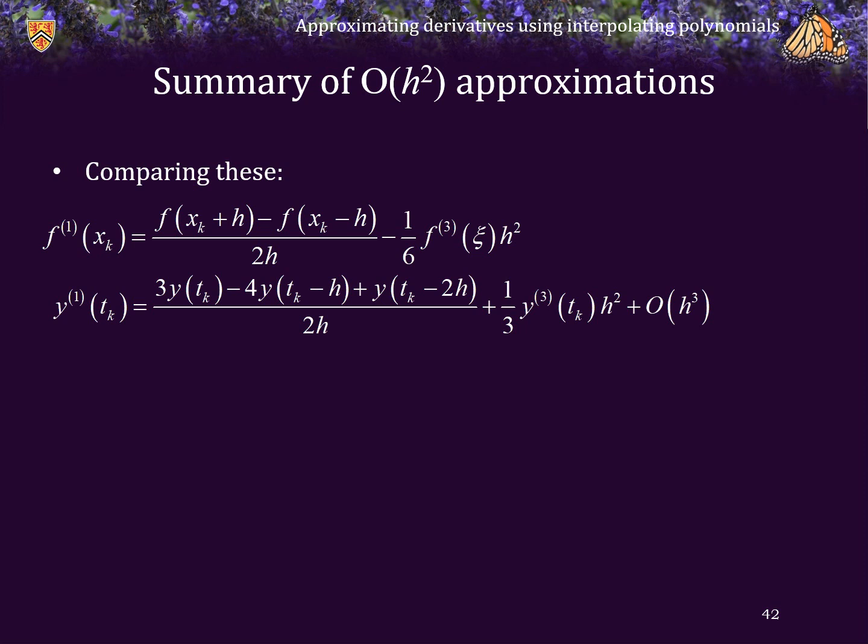Comparing these, the first is the centered divided difference approximation of the derivative and the corresponding error term. The second is the backwards divided difference, and once again we see that the coefficient of the error term is twice that of the first formula.